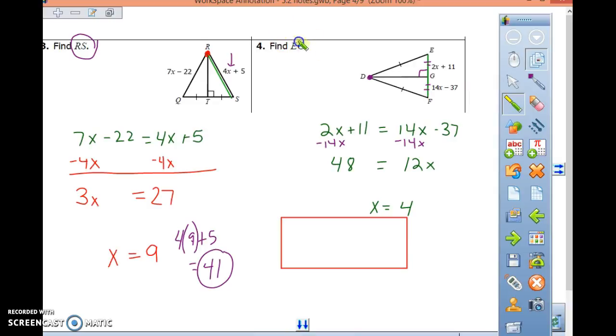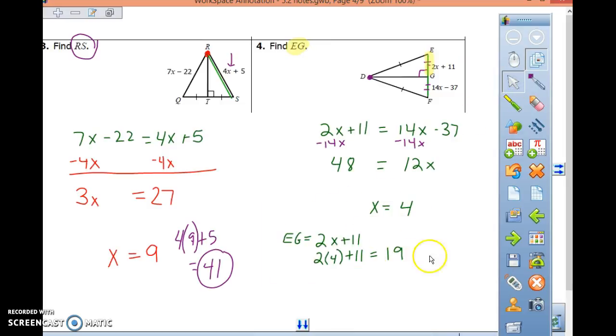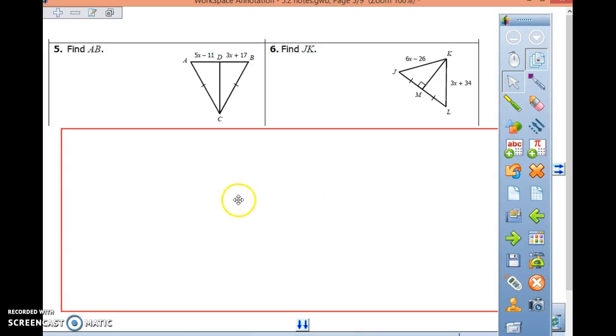Looking at the question, we needed to find EG. So we need to plug in 2 times 4 plus 11 gives us 19. Try the next 2 questions. Pause the video till you're ready to see the answers.